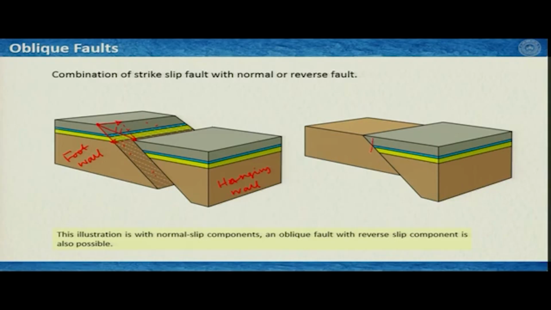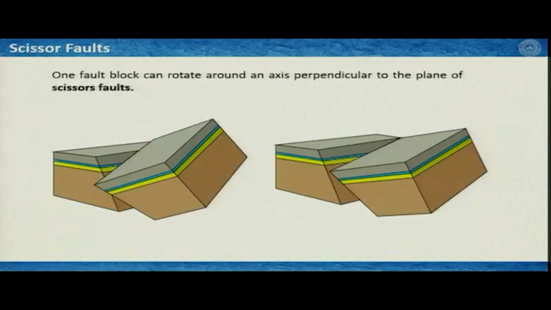So, we see it brings the younger rock over or above the older rocks, but if it is a reverse dip slip fault, then it would make the opposite scenario. That means it would bring the older rock over the younger rocks.